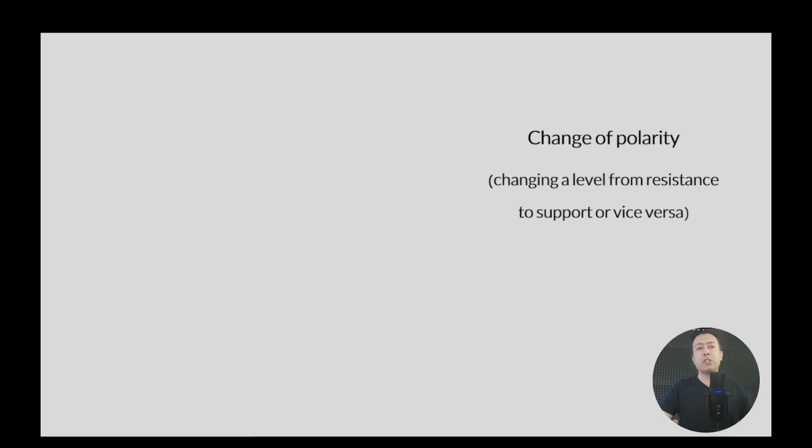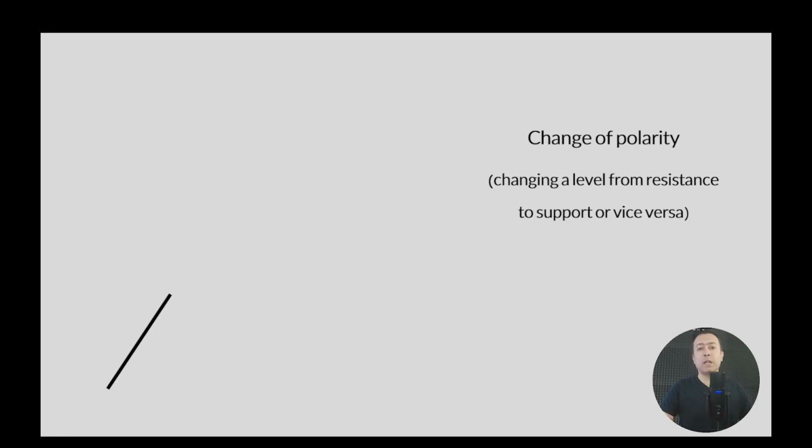But the next topic is the discussion of polarity change. What is meant by polarity change is that when you are monitoring a support level in the market, you may notice that this support level could later turn into a resistance level, or vice versa. A resistance level could later become a support level. So how could this happen?